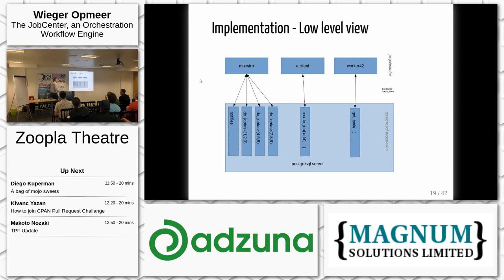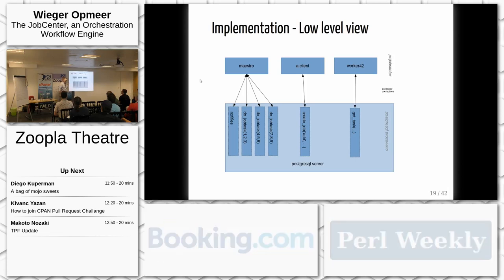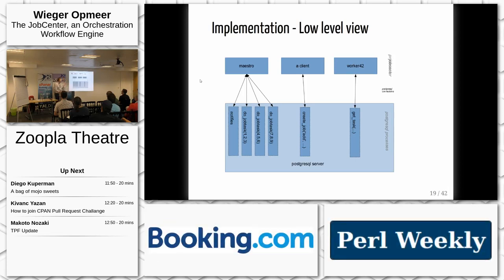Okay, so then we end up with a low-level view of a PostgreSQL server with multiple connections or multiple processes, because that is how connections work in Postgres. The Maestro having multiple connections, that is important, and clients and workers being connected. As in, a client or a worker could actually use the low-level API directly, or they could use the JSON API.